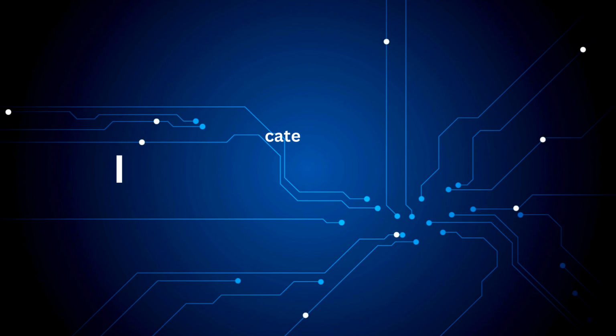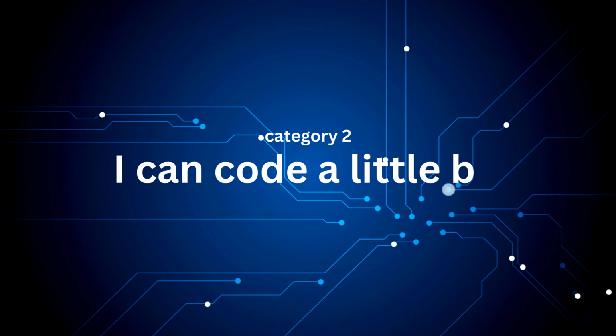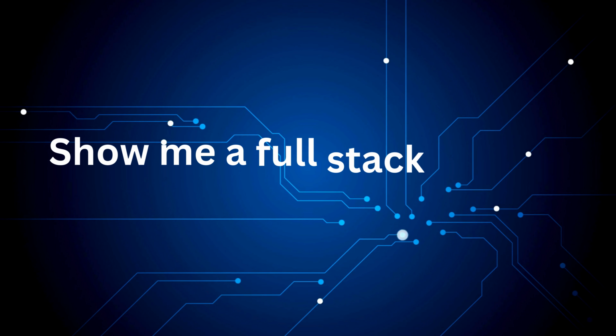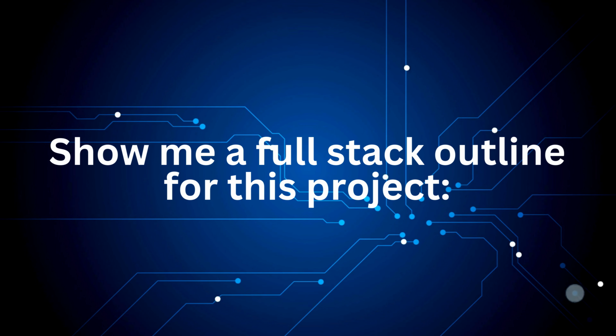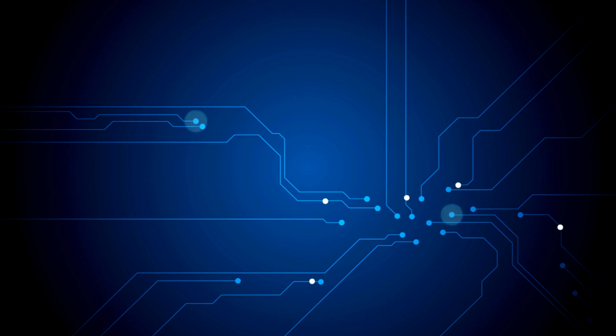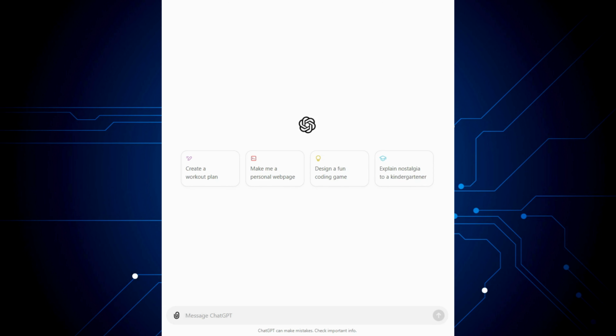Okay, so the second category that we have is "I can code a little bit." These prompts are for if you know how basic coding structure works, different coding languages. The first one is, show me a full stack outline for this project. This is if you know what the term full stack means. If you don't know what it means, then you might need to go back to the basics and ask ChatGPT, explain to me what full stack means.